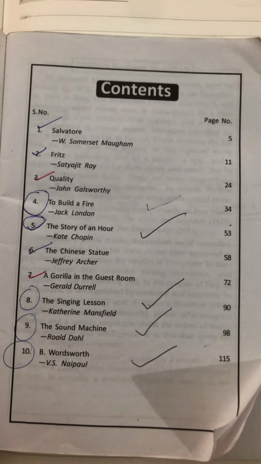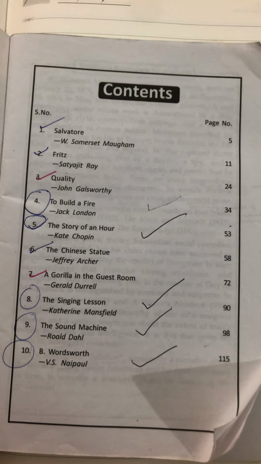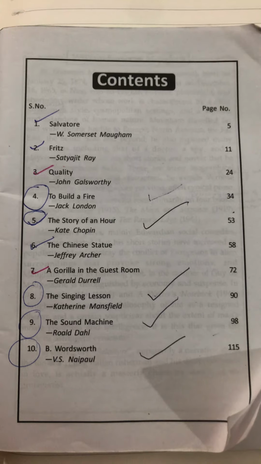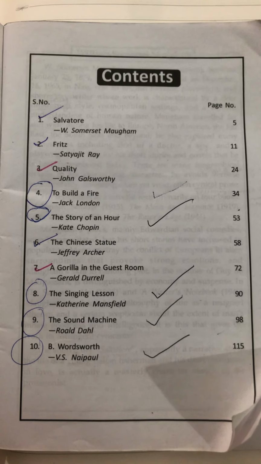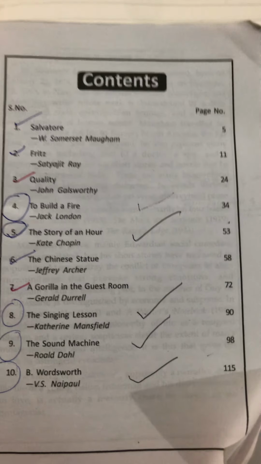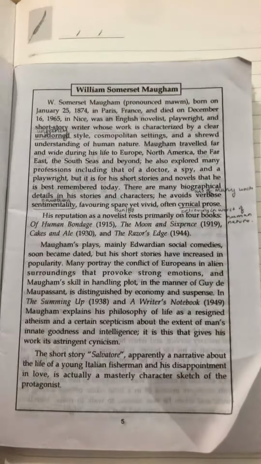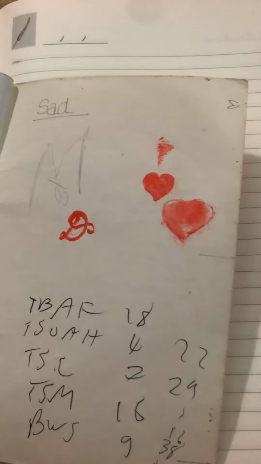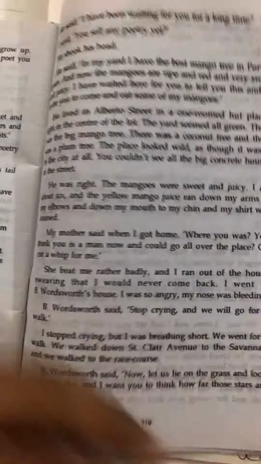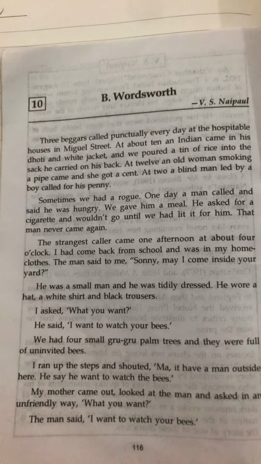There are 10 chapters, as you see: Salvatore, Fritz, Quality, To Build a Fire, The Story of an Hour, Chinese Statue, Gorilla in the Guest Room, The Singing Lesson, The Sound Machine, and B. Wordsworth. Let's start from the last chapter, which is B. Wordsworth. B. Wordsworth by V.S. Naipaul.